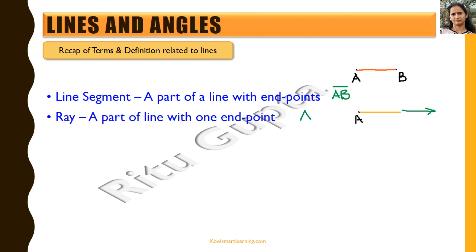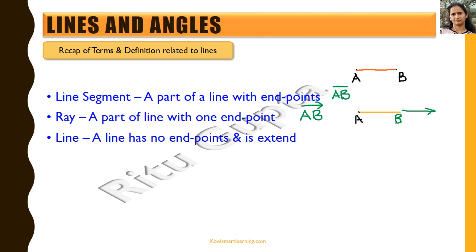We represent a ray by writing AB, where we could have some point B over here and then it is extendable on that side. So we draw an arrow above AB indicating that this is a ray, which has one endpoint, and on the other side it can be extended.